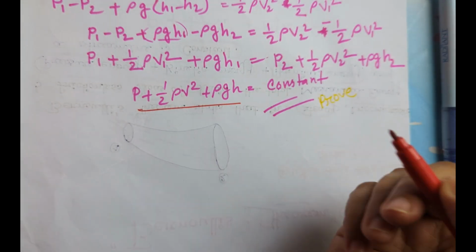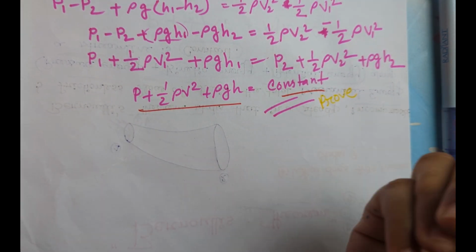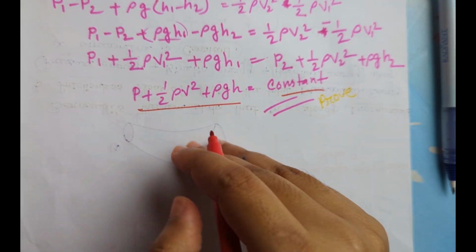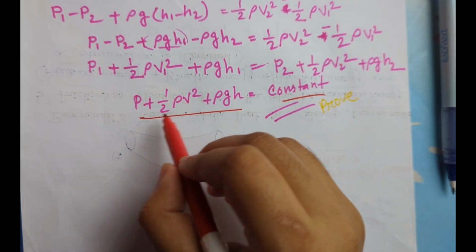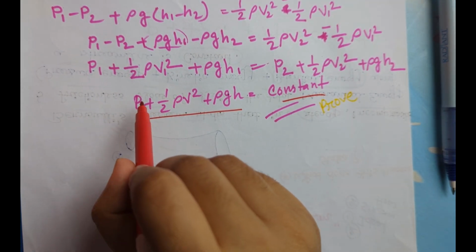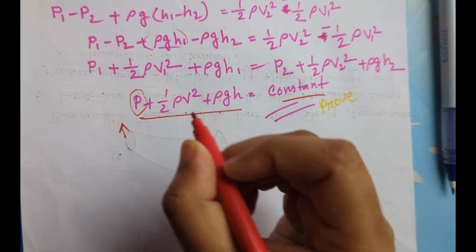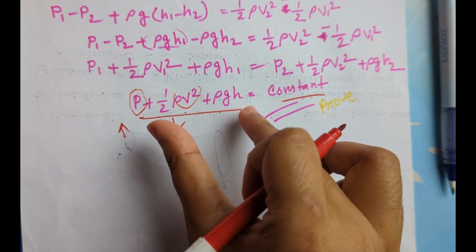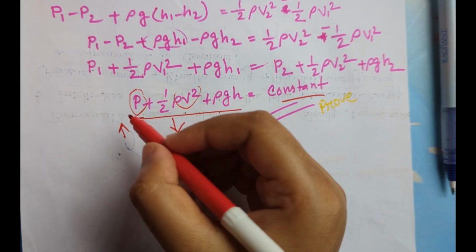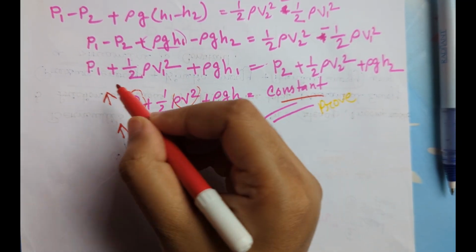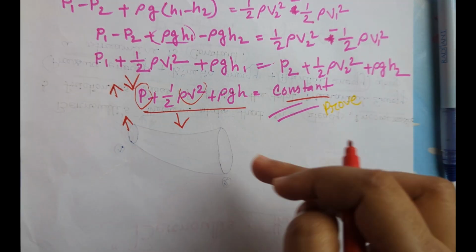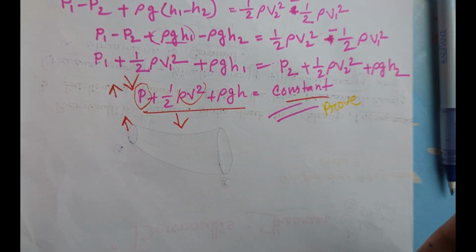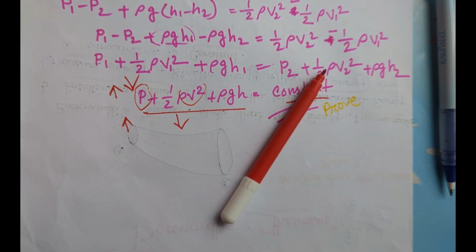As the sum of these three terms remains constant according to the Bernoulli equation, and we have also proved this equation, from it we can observe that if the pressure is high, then the velocity will be low, as the summation of these terms will be constant. Using this principle, the plane flies in the air. Spraying from a bottle also uses this principle.